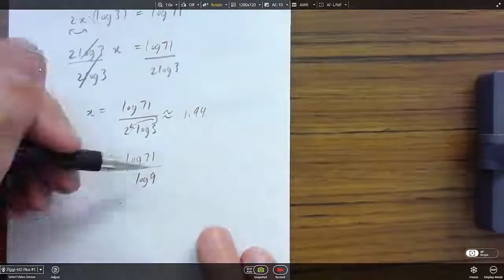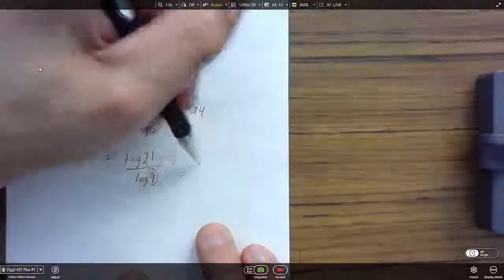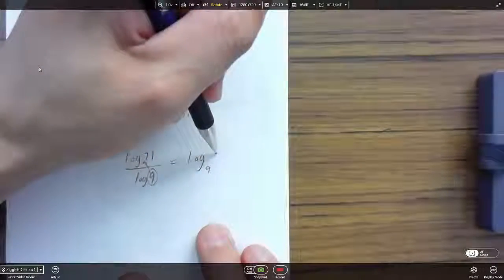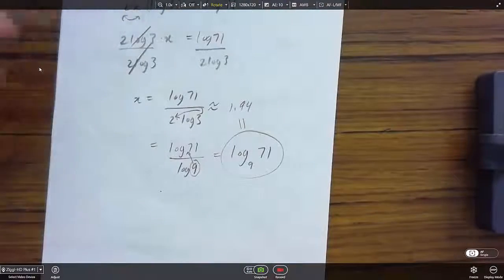And another rule is that you can literally take this and throw it into the base. So this here is exactly log base 9 of 71. And that here is a number which happens to be the same as this number here. Alright, we successfully got the answer.